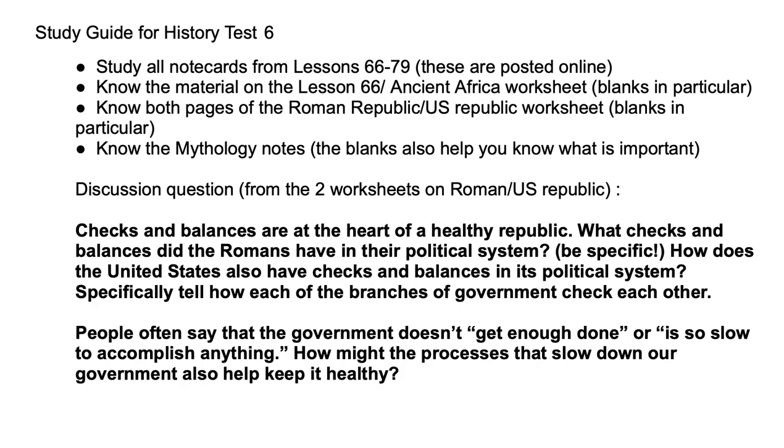How does the United States also have checks and balances in its political system? Specifically tell how each of the branches of government check each other. That's the worksheet with all the arrows on it that are pointing both directions. That's 3 branches of government. They all check and balance each other. That's what that is asking about.